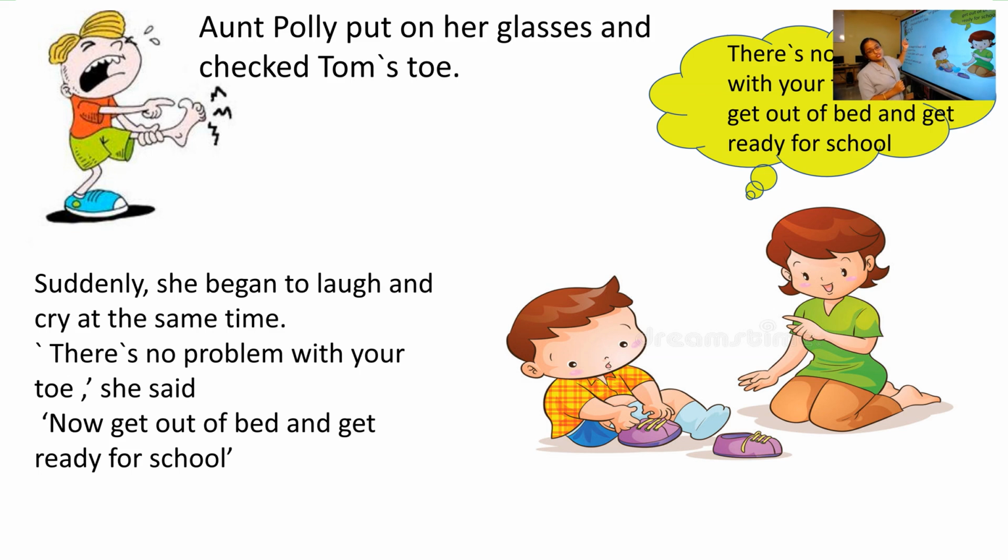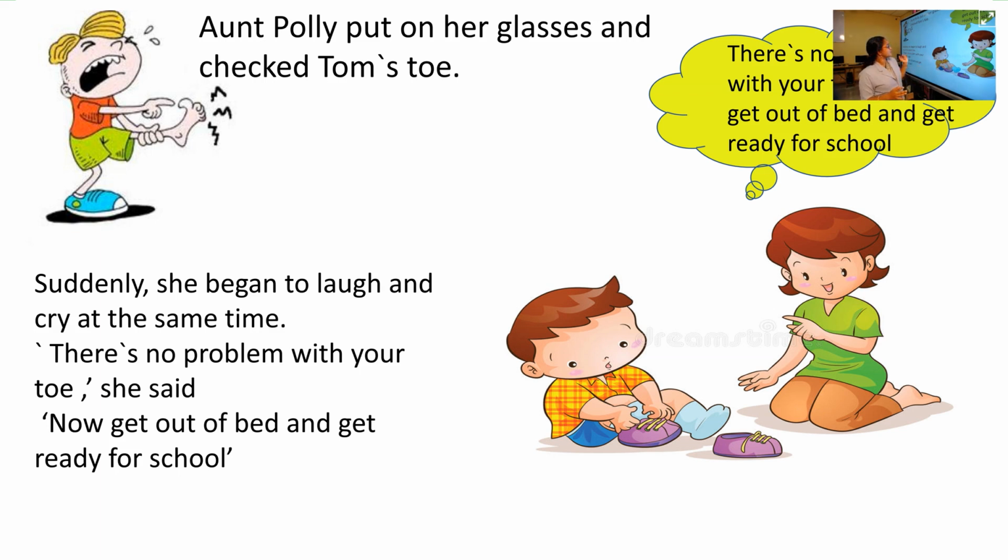When he says he has an injury on his toe, what does Aunt Polly do? She puts on her glasses and checks Tom's toe. And she understood that this is his excuse in order to skip the school. So suddenly she began to laugh and cry at the same time. And she understood that there's no problem with your toe, she said. Now get out of bed and get ready for school. So this part was the assignment that was given to you last class, isn't it? So she began to laugh and cry at the same time.